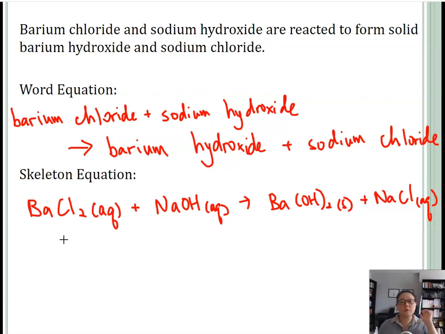Be very careful when you're checking your work. Make sure that the formulas are all correct according to the names. In terms of states, most ionic compounds are going to be in aqueous form. It will be dissolved in water. The exception in this case is your barium hydroxide, which was hinted at by the description itself, where it said it reacts to form solid barium hydroxide.